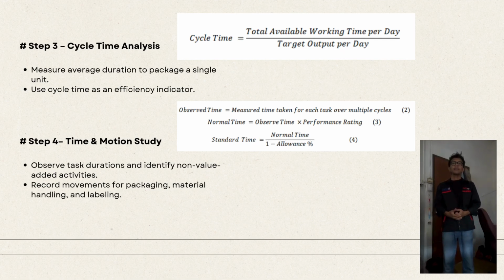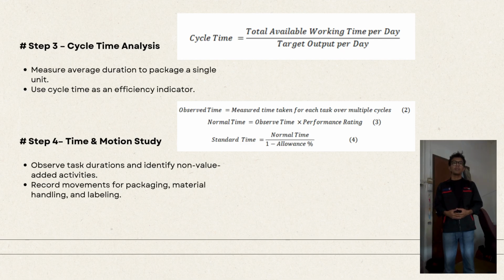Step 3 is cycle time analysis. As you can see, this is our equation that we use for the cycle time. Cycle time analysis shows which part of the process consumes the most time, pointing to the areas where improvement can increase overall productivity. For step 4 is time and motion study.